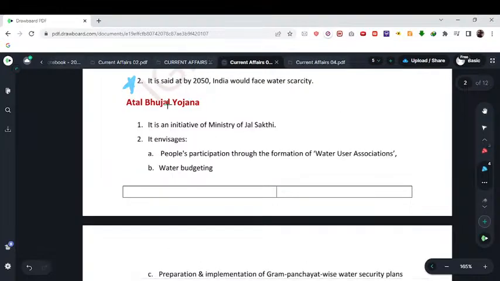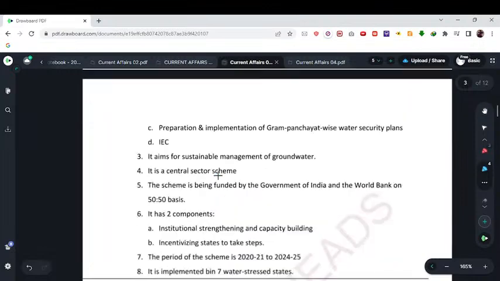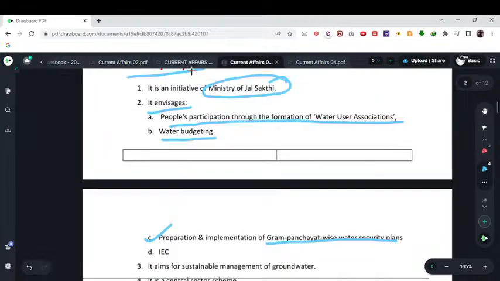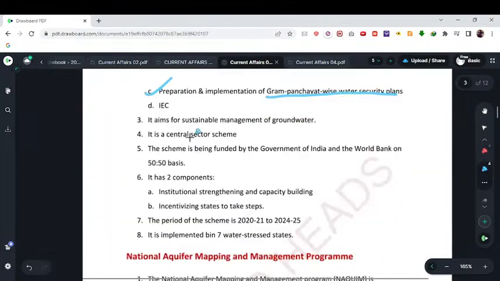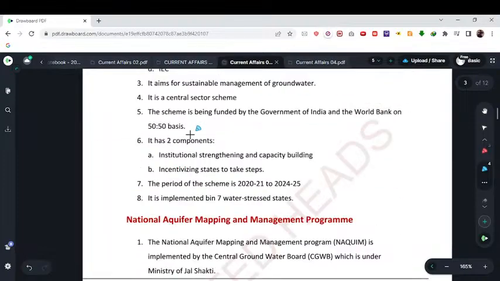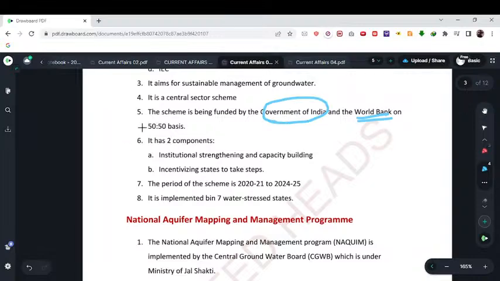Now next is Atal Bhujal Yojana. It is an initiative of Ministry of Jal Shakti. It envisages people's participation through the formation of Water Users Association. It does water budgeting, preparation and implementation of Gram Panchayat wise water security plans. So you should remember the functions of Atal Bhujal Yojana. And who is funding the Atal Bhujal Yojana besides Government of India? It is World Bank, and the funding is 50-50.